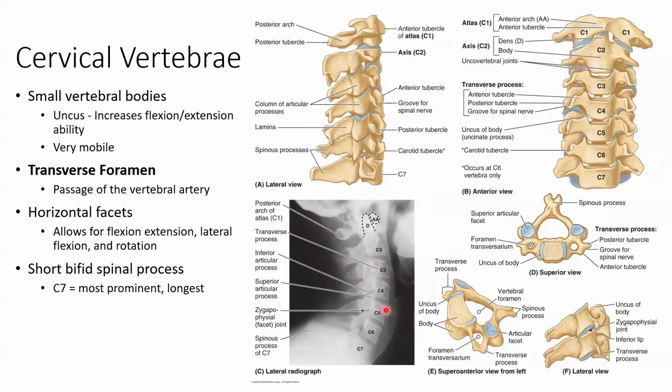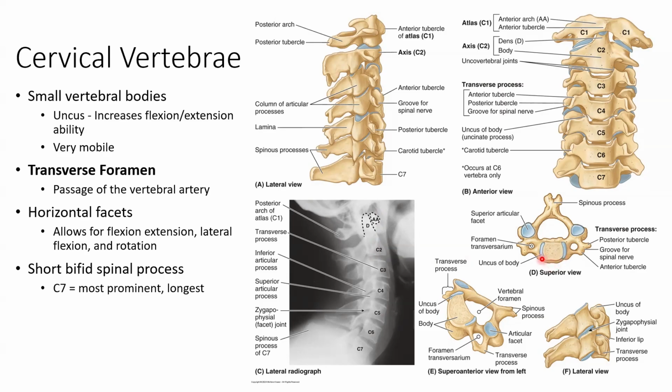So cervical vertebrae, cervical is associated with the neck, and our neck is quite mobile, so we can move our head and look all around our world. And so the features of the cervical vertebrae all really help to make it more mobile. And so we have, as I mentioned, small vertebral bodies, and that vertebral body size in relation to the intervertebral discs helps for more mobility.